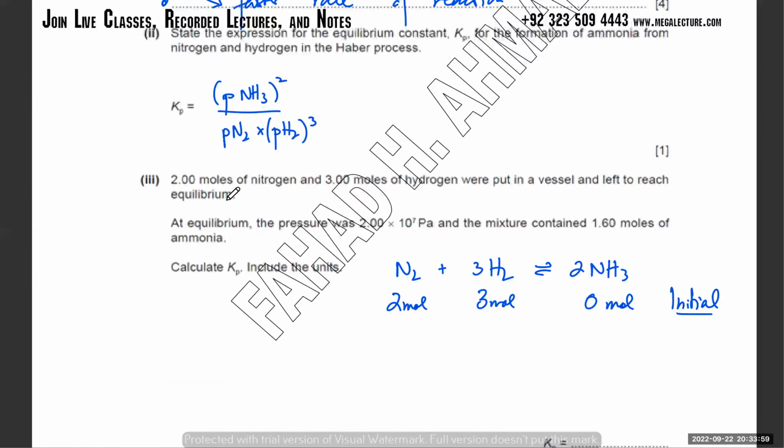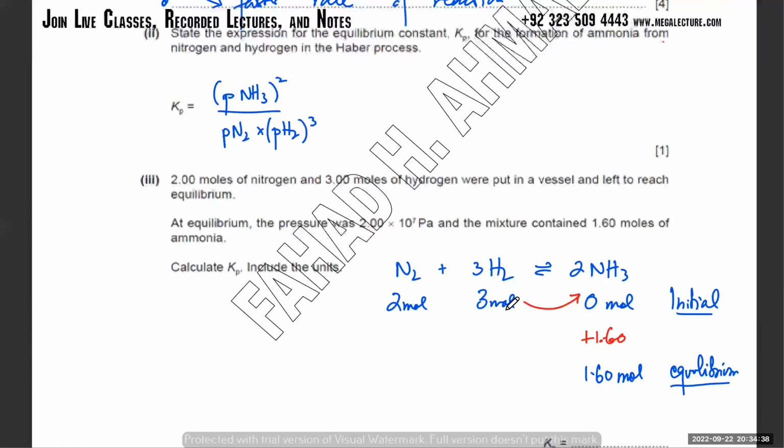And then he says that at equilibrium, the total pressure was 2 times 10 power 7, and the mixture contained 1.6 moles of ammonia. So at equilibrium, you've got 1.60 moles. You had no moles of ammonia, now you've got 1.6. So how many got produced? 1.6, right? So 1.6 moles got produced.